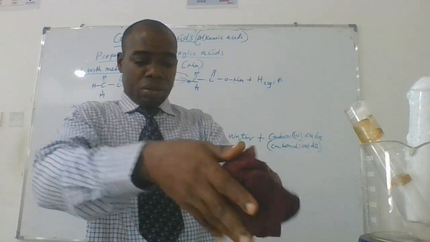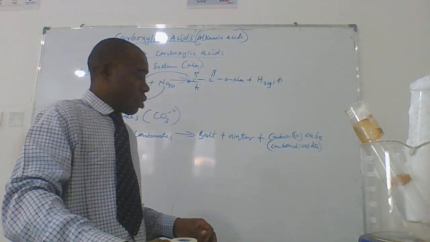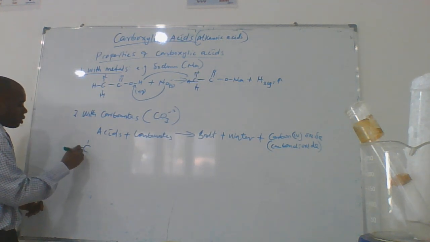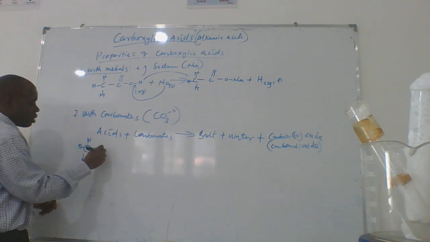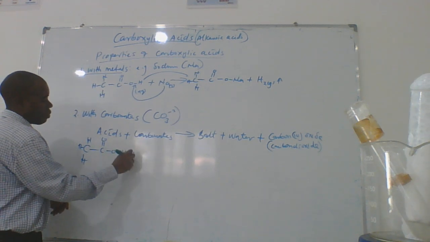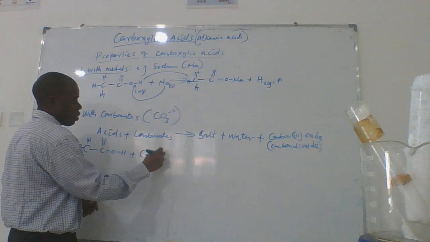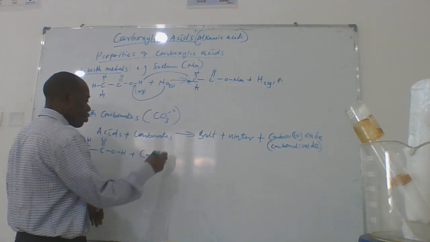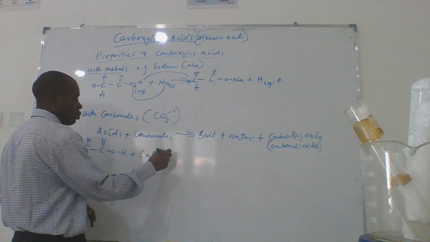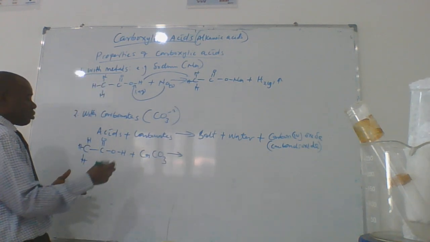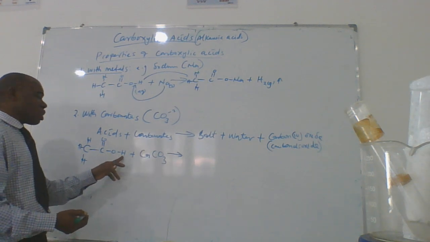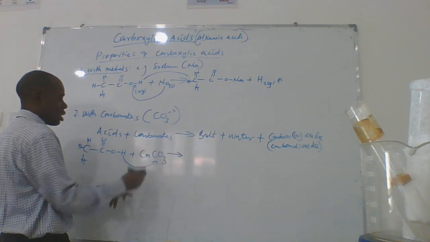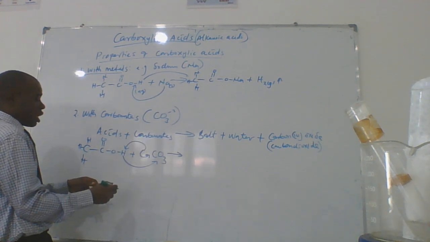The next reaction. So let me write the equation for the reaction first of all before we close this chapter. So I have CH3COOH plus CaCO3, this calcium trioxocarbonate IV, also called calcium carbonate. So with this, calcium is going to replace the hydrogen here, and the hydrogen is going to combine with this, while calcium replaces the hydrogen here.